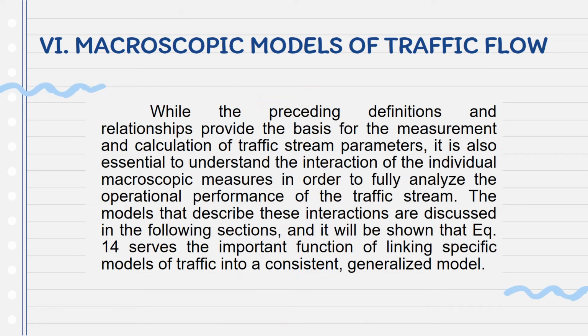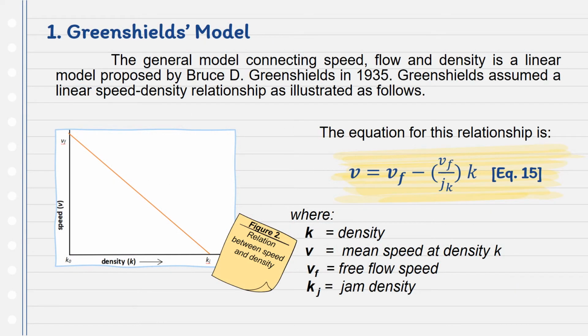Next are the macroscopic models of traffic flow. In simple terms, these models represent the relation between the speed and density. The first and simplest relation between them was proposed by Greenshields, which is the Greenshields model. Greenshields, or Dr. Bruce Douglas Greenshields, was a prominent traffic researcher. He proposed this model in 1935.